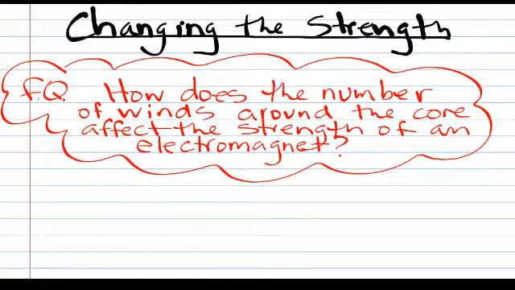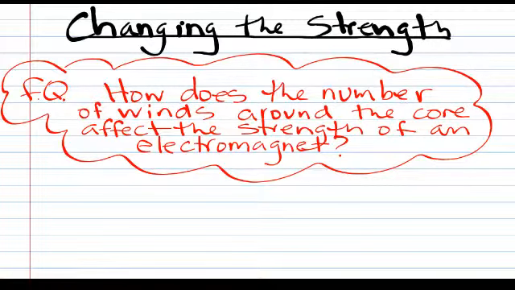Now, one of the things that we're going to look at in this lesson is how the windings of the coil are going to affect the strength of the electromagnet. So I'm going to have you stop the video in just a second and give the students an opportunity to talk within their groups about how they might find out if the number of winds will affect the strength of the electromagnet.